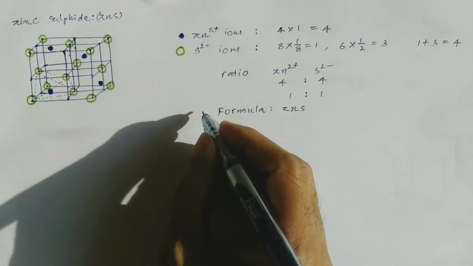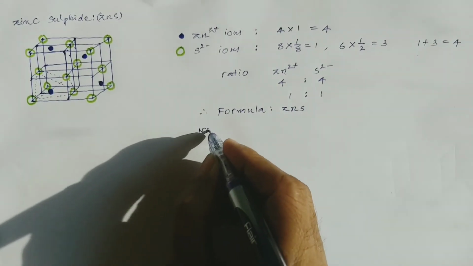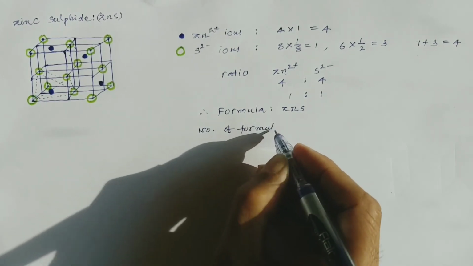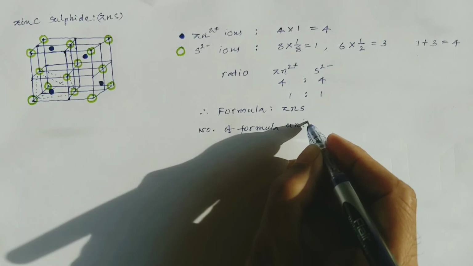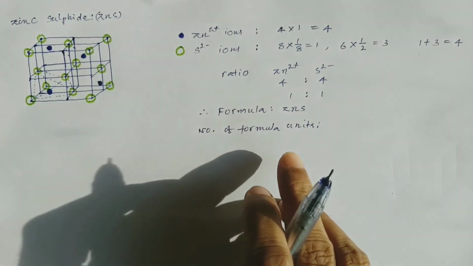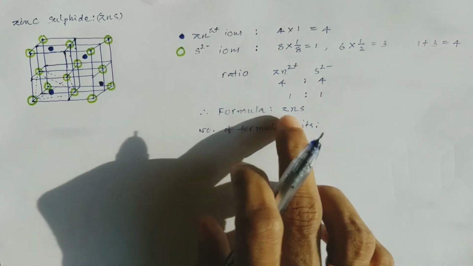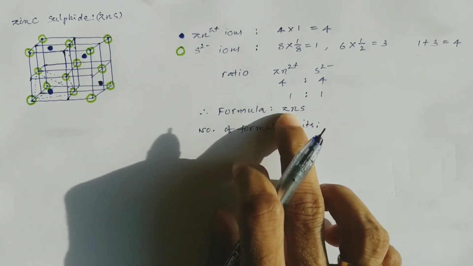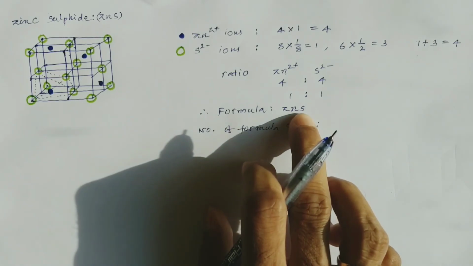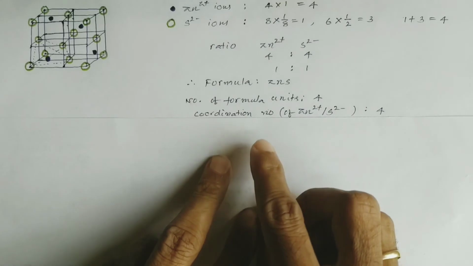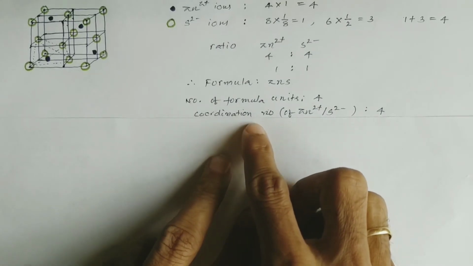So the number of formula units. One zinc and one sulfide ion makes one formula unit. So how many zinc ions are there? 4 ions, and sulfide ions are 4. So what is the number of formula units? So that will be equal to, let us see the coordination number.